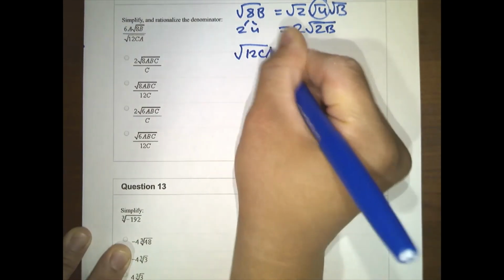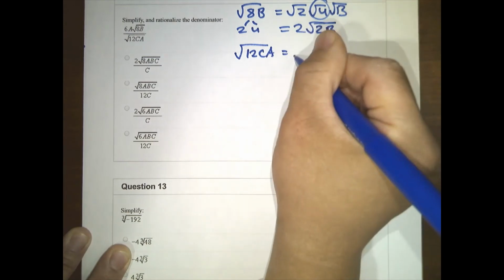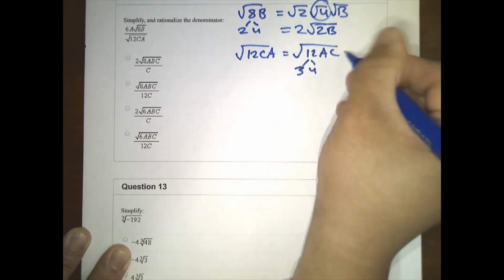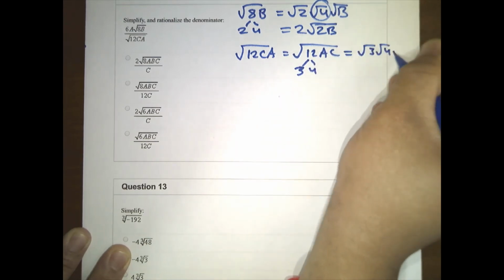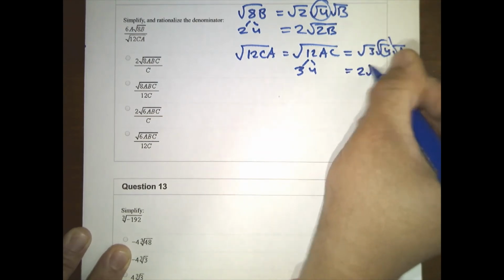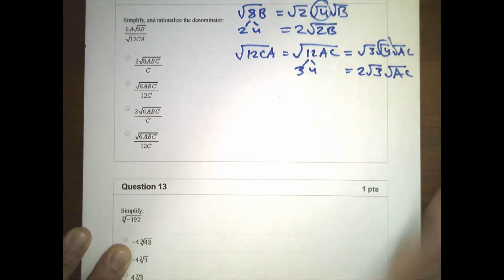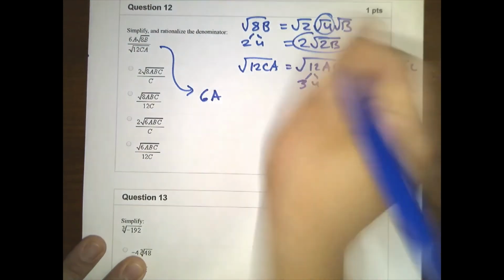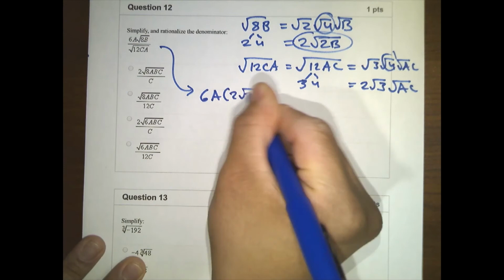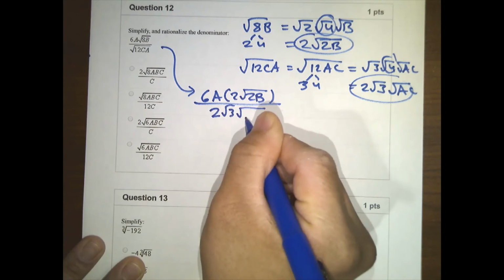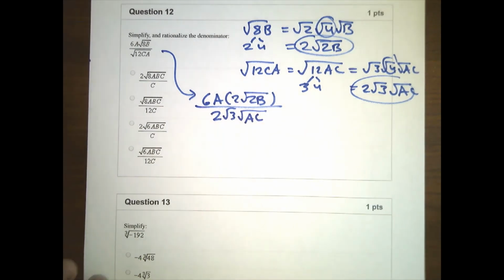Then I know the square root of 12ca is actually the same as just the square root of 12ac, and 12 is 3 times 4. So I have the square root of 3 times the square root of 4 times the square root of ac, and the square root of 4 is 2. So I have 2 square root of 3 square root of ac. So now what I have is 6a, and then the 2 square root of 2b, and then I have the 2 square root of 3 square root of ac in the denominator.